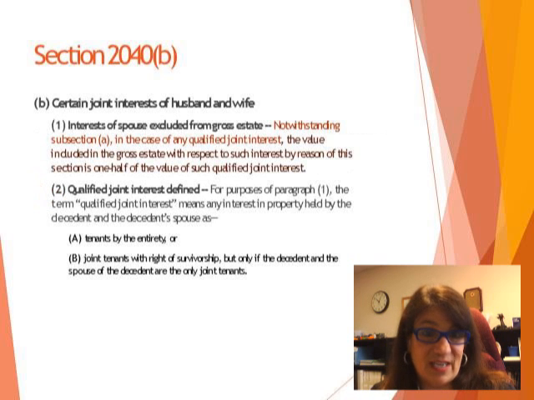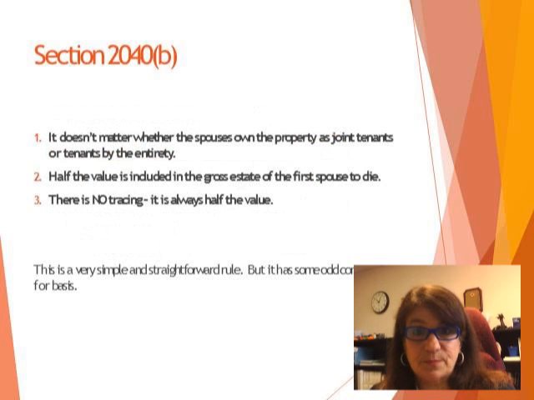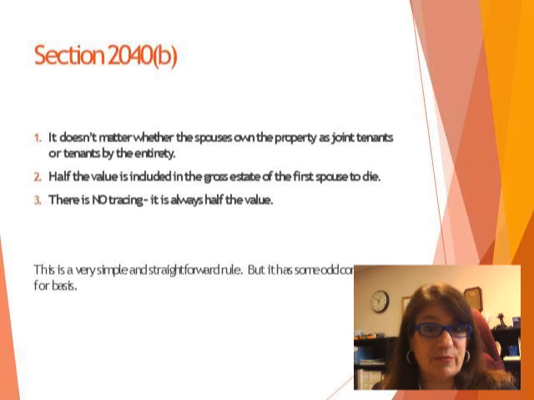Notwithstanding subsection A. As we'll see, subsection A provides a tracing rule. Doesn't apply here. Always half the value. We don't care where this property started. So there's your three rules. It doesn't matter whether they were joint tenants or tenants by the entirety. It only matters that they were married. Half the value is included in the gross estate of the first spouse to die. And there's no tracing. It's always half the value. Very straightforward rule.